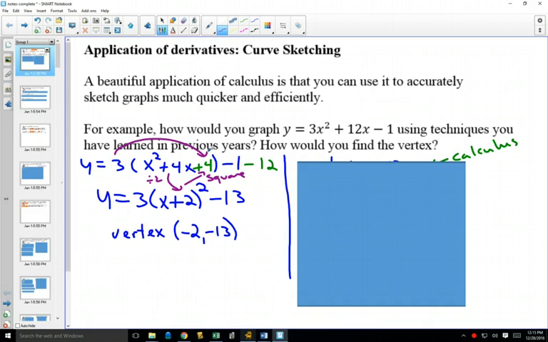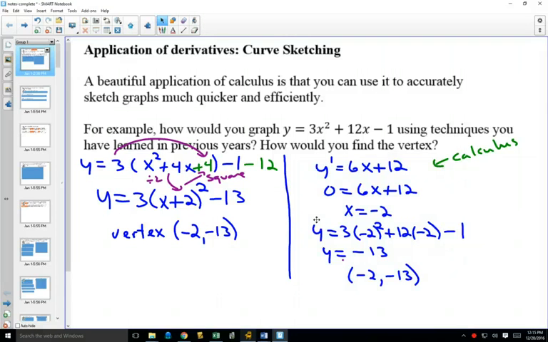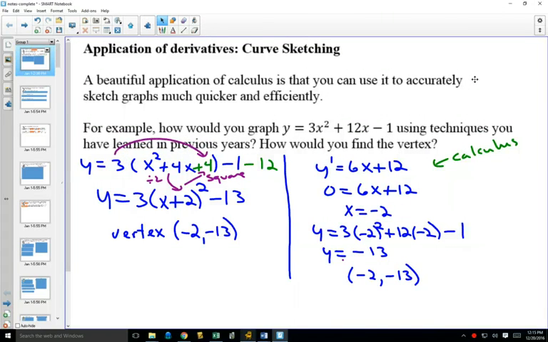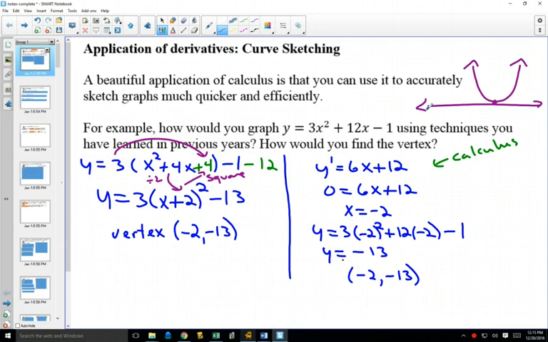Now, for our calculus method, what do we know about a vertex? Is that our vertex happens at a maximum or a minimum. And so our vertex will always happen when the slope is equal to 0. So if we find our derivative, because our derivative gives us all of our slopes of any tangent at any value of x, and if we set our derivative equal to 0, look how fast we can get x equals negative 2. And once you've got negative 2, you can plug that value back into your original equation and get negative 2, negative 13. And you could find your vertex that way as well.